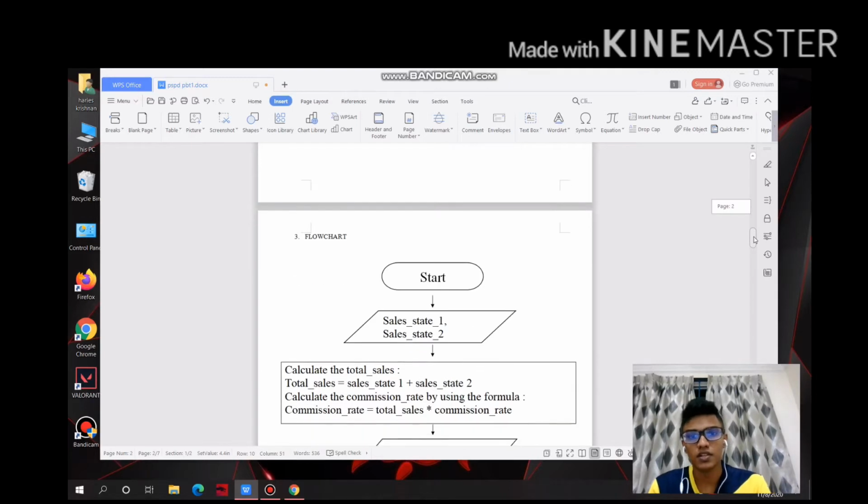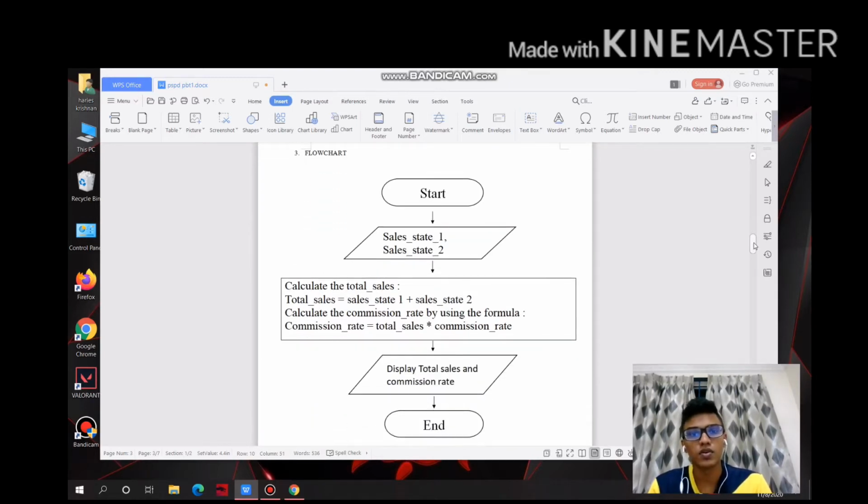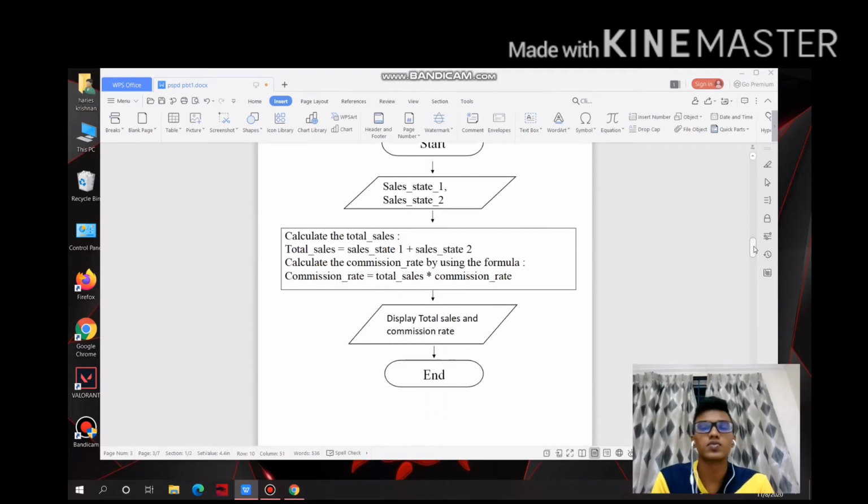And then for the flowchart, as you can see in the input box, we got the sales, and then in the process box, we got calculate the total sales. We got calculate the commission by using the formula: commission equals total sales times commission rate, and then in the output box we display total sales and commission.